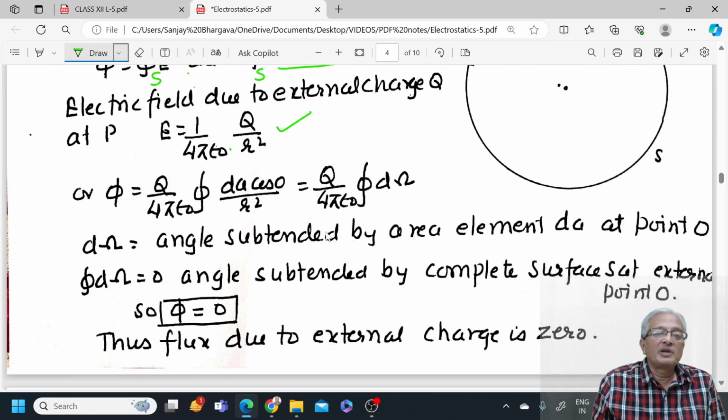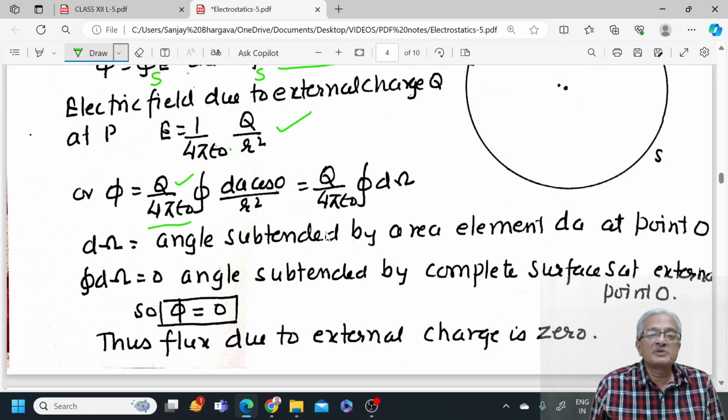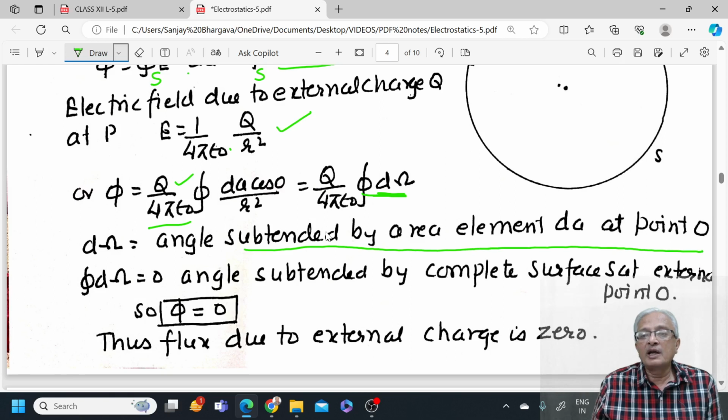So phi would be now equal to q upon 4 pi epsilon 0 dA cos theta, and that is nothing but the solid angle. So d omega is the angle subtended by the area element dA at the point O, that is external point O.